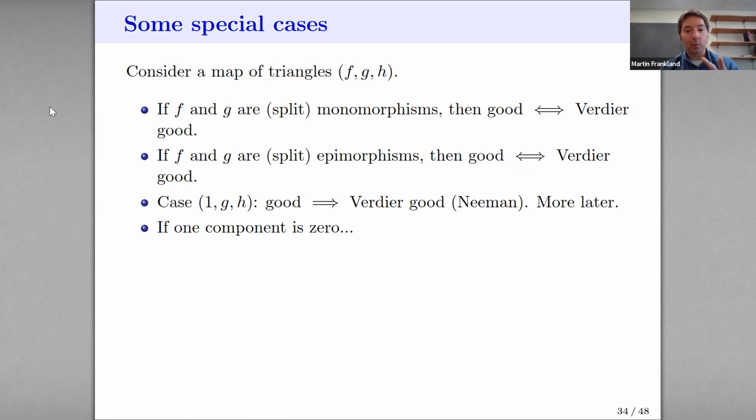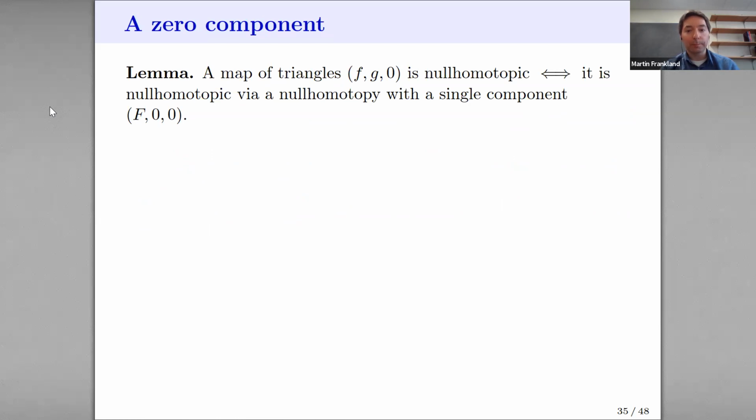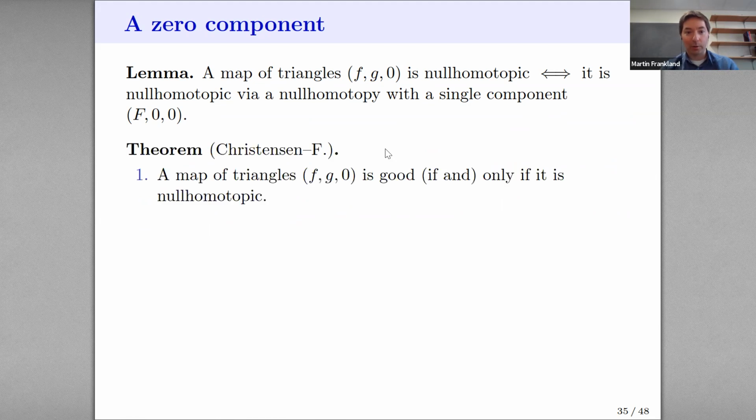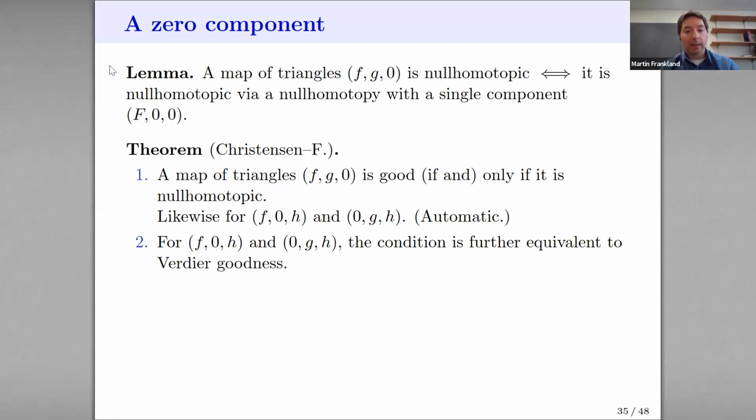And if you have two components and a zero, then you can almost characterize what's going on. Well, first of all, if you want to null homotope such a map, you can always do that with a simpler null homotopy that's just in one of the squares. And then using that, we show that such a map, FG0, is good if and only if it's null homotopic. And well, that is rotationally symmetric, so you can put the zero wherever you want. And if the zero is elsewhere, then that's also equivalent to Verdier goodness.